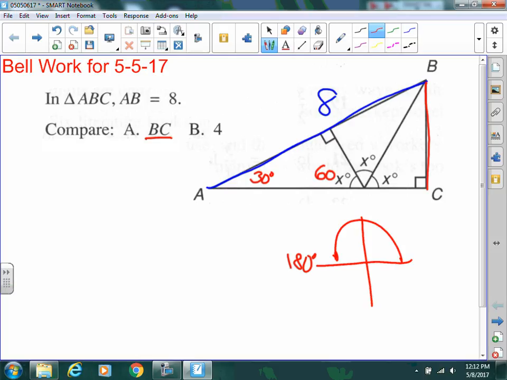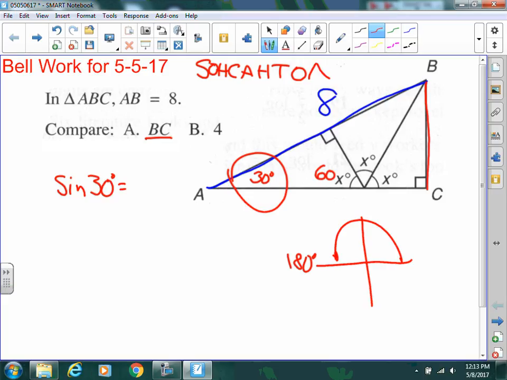So now we can say, oh, you know what? I can take the sine of this 30 right here. I can say the sine of 30. What does the sine of 30 equal? You remember SOHCAHTOA? What does SOHCAHTOA tell us about the sine of 30? That's right, opposite over hypotenuse.